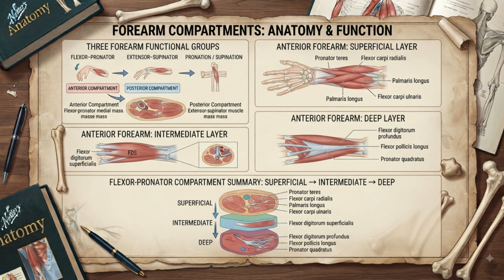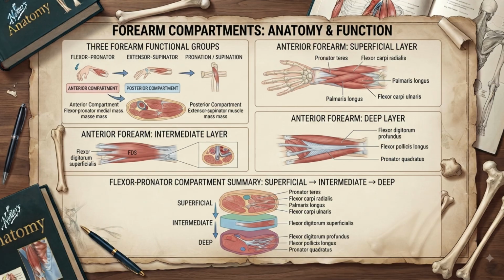The forearm is broadly divided into an anterior flexor-pronator compartment and a posterior extensor-supinator compartment. The anterior compartment is mainly involved in wrist and finger flexion and pronation. The posterior compartment is mainly involved in wrist and finger extension and supination. This compartment organization makes the muscle anatomy much easier to remember.